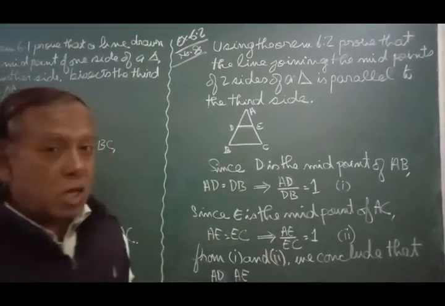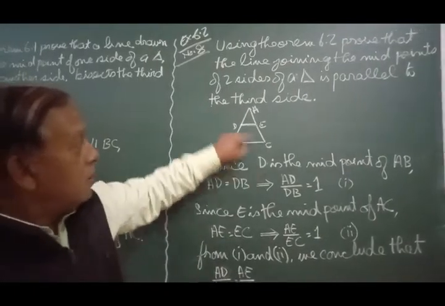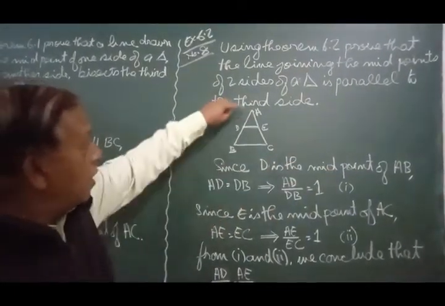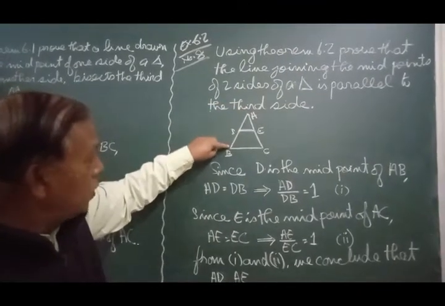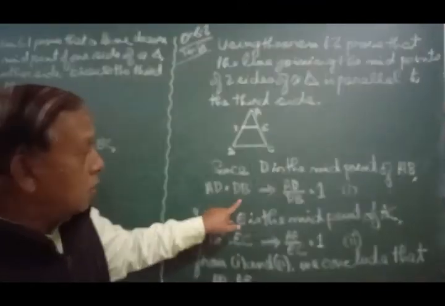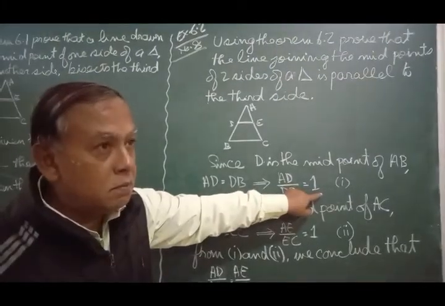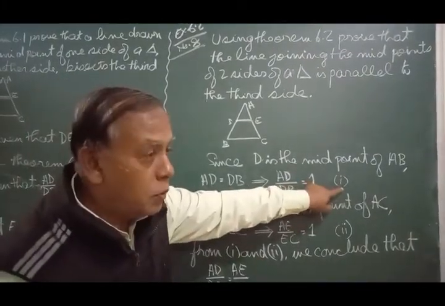Now let us proceed with the proof. D is the middle point of AB. Therefore, AD equal to DB. Both are equal. Which means AD upon DB is equal to 1, and that is our first proof.